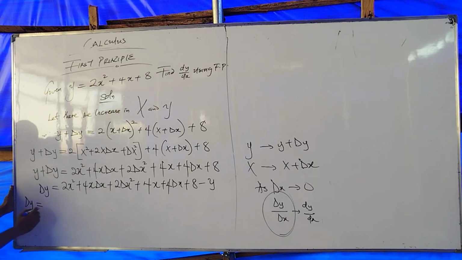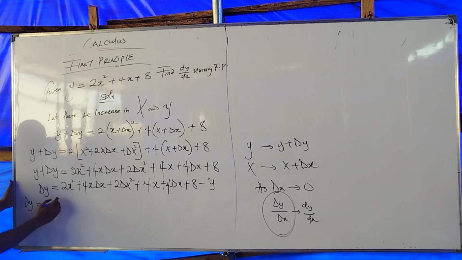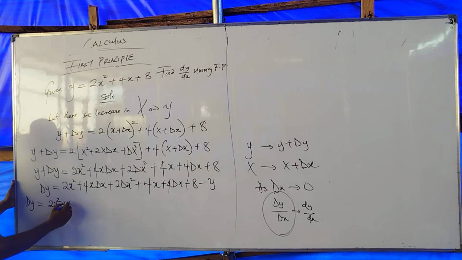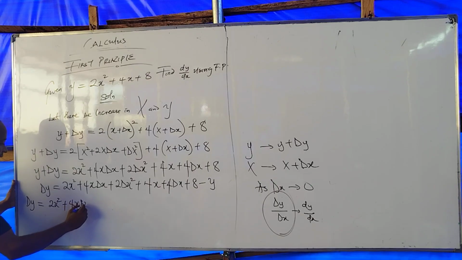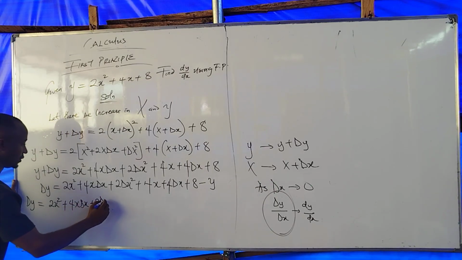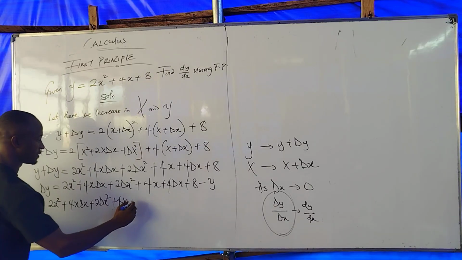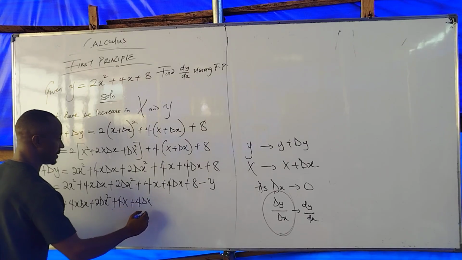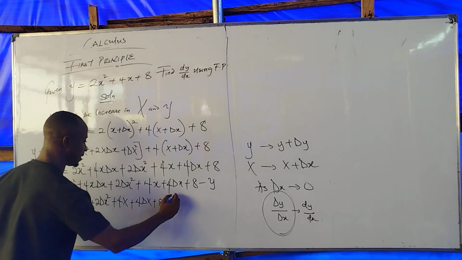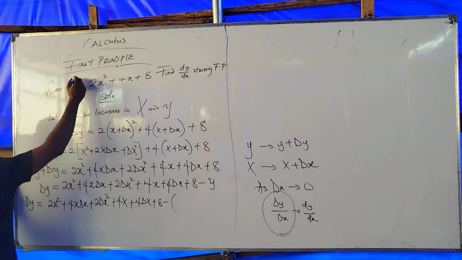So let's go again. Delta y then becomes what? 2x squared, right? Plus what? 4x delta x plus what? 2 delta x squared plus what? 4x plus what? 4 delta x plus 8 minus, what is our y? Y is what?